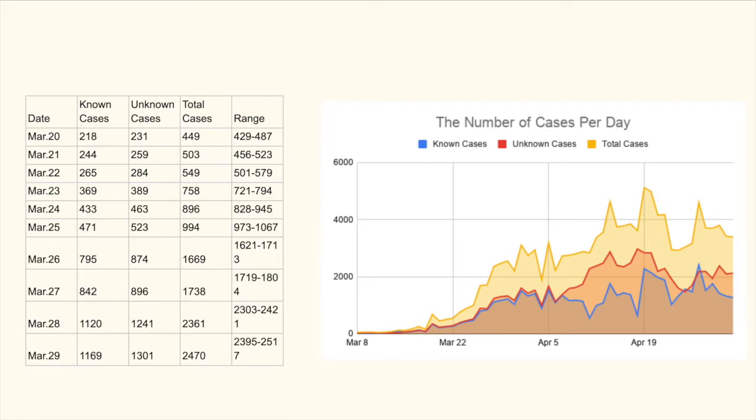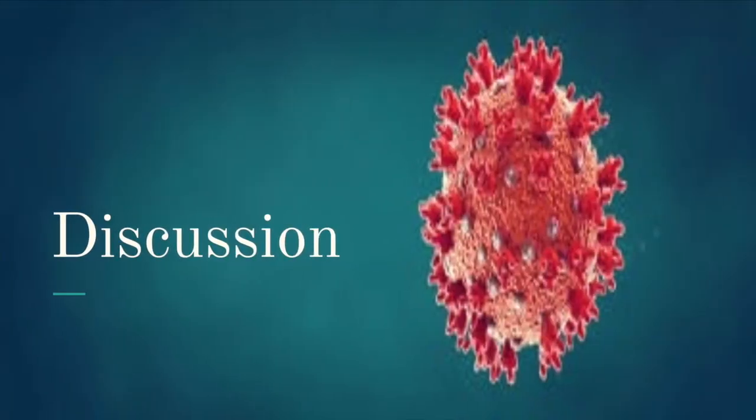For example, as we can see in the table, on March 29, the number of known cases is 1,169, and the number of unknown cases is 1,301. So the total number of cases is 2,417, with a 95% interval of 2,395 to 2,517. Hence, the number of actual cases is twice the number of known ones. This shows that the actual cumulative number of cases per day is much more than most people are aware of. So now let's turn to the discussion.